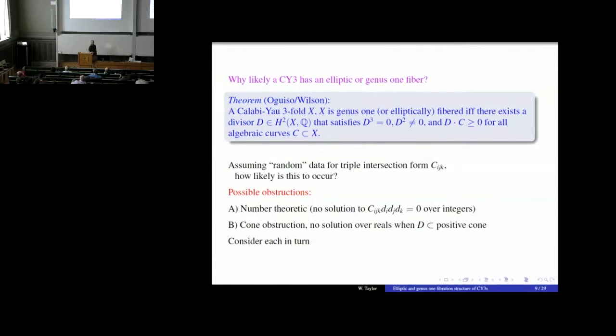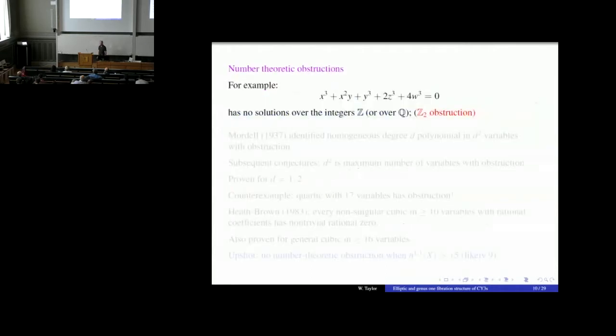The second thing that could go wrong is you might have an obstruction in the cone, in the sense that you might be able to find a D cubed that vanishes, but it might not satisfy this cone condition. So let's consider each of those possibilities in turn. Let me illustrate the number theoretic type of obstruction.